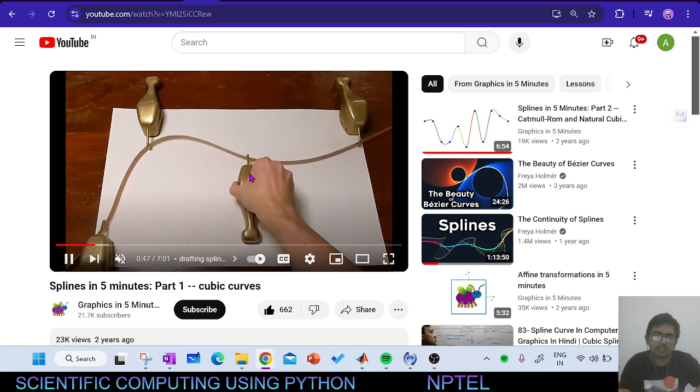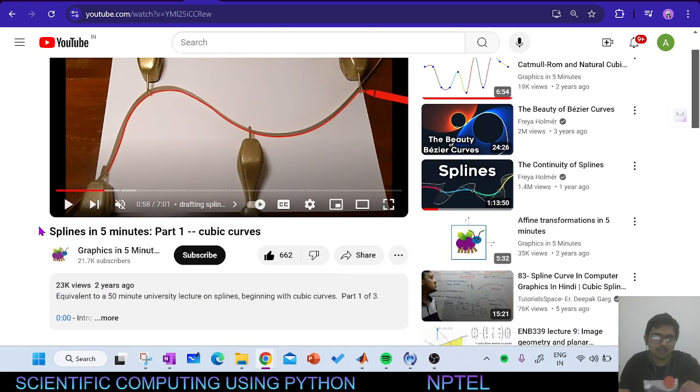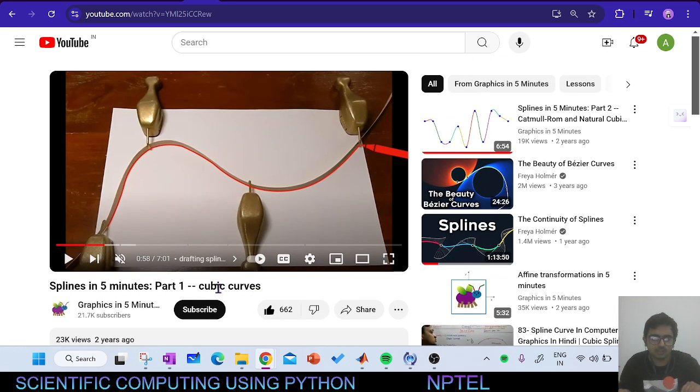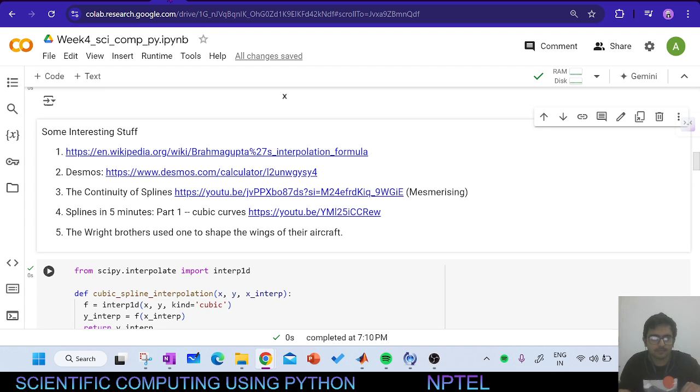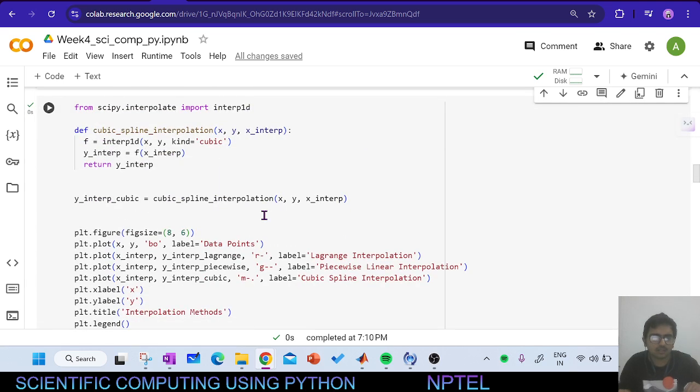Okay. So, these are your data points. So, it's similar to what we did in Desmos, right? Just move the data points and you get an interpolation curve, which is just beautiful. Okay, so you can see this video also, and it is part of series. Okay, and one fun fact that Wright brothers, who made the first aircraft, right? They used these splines to shape the wings of their aircraft, which is something interesting.